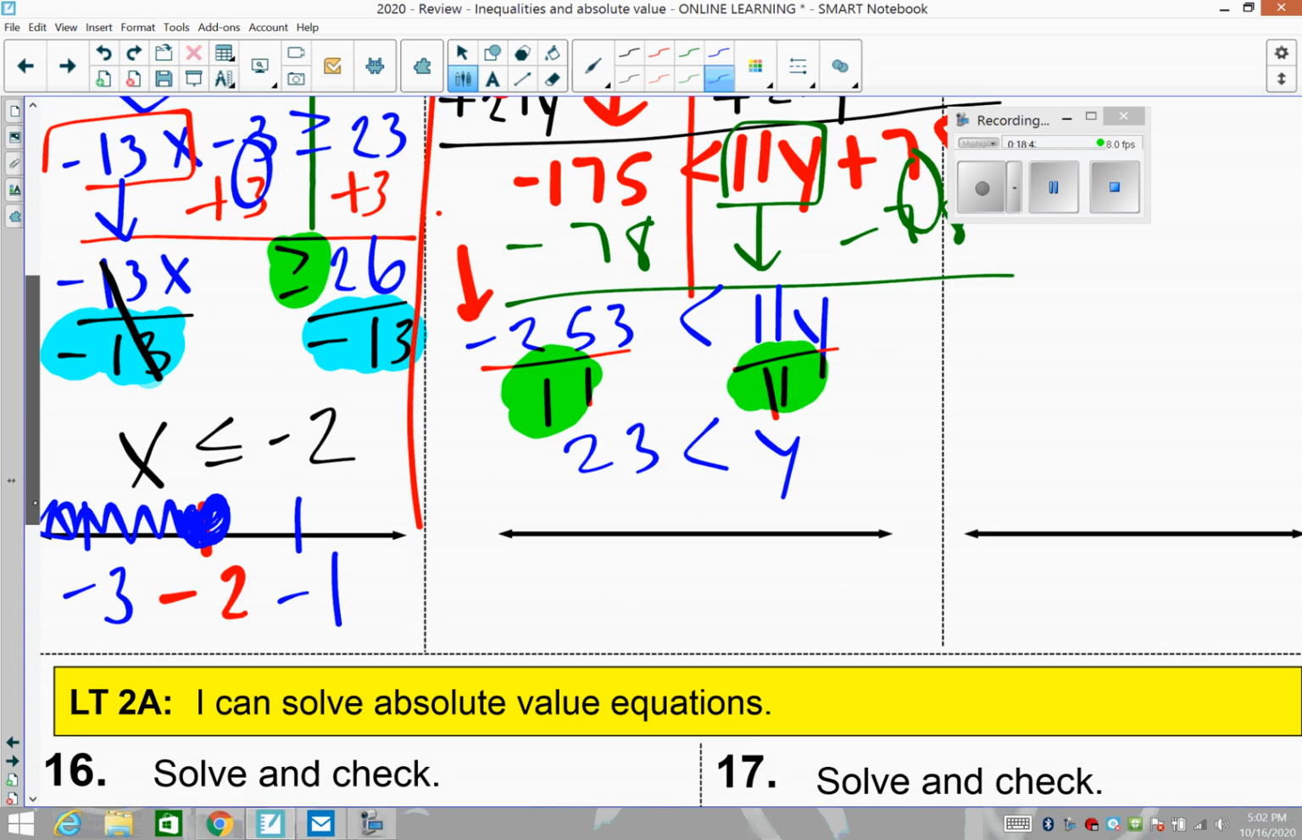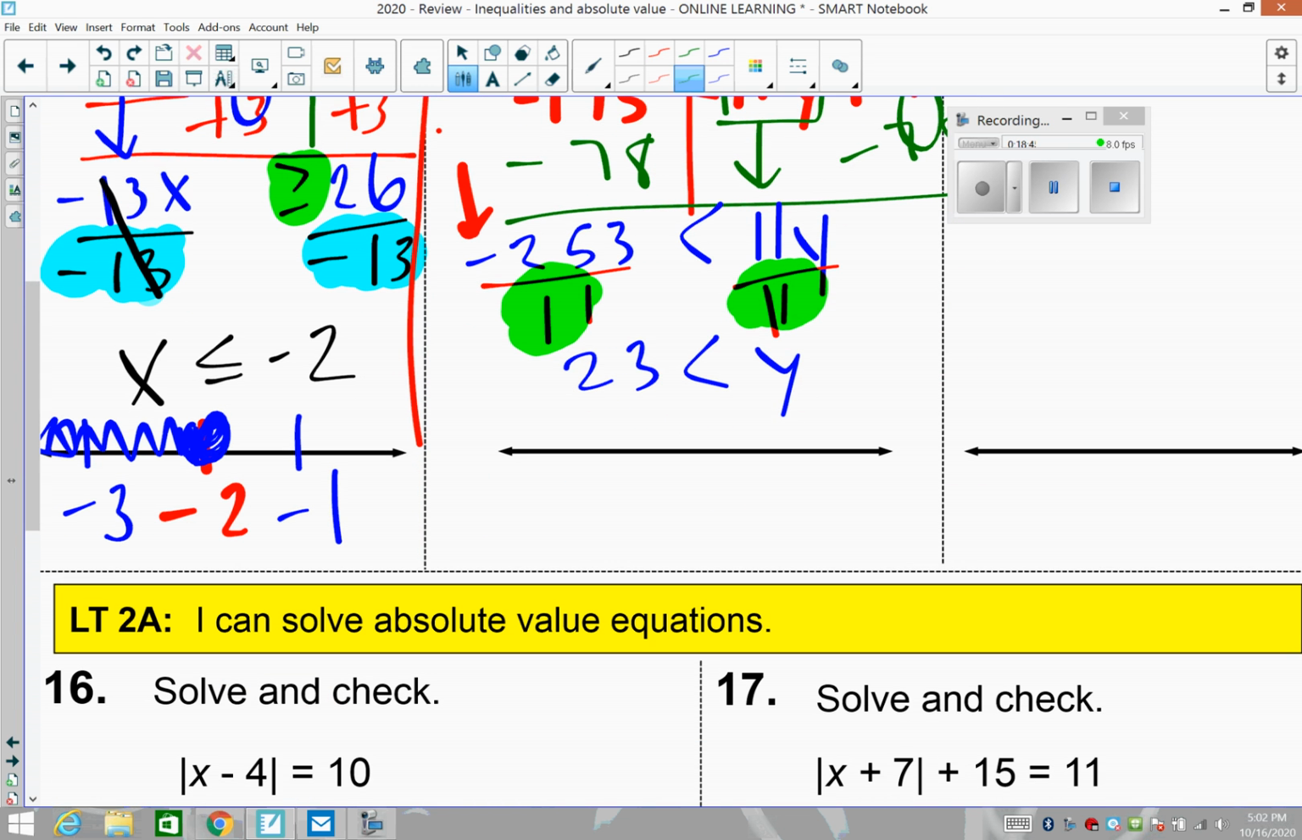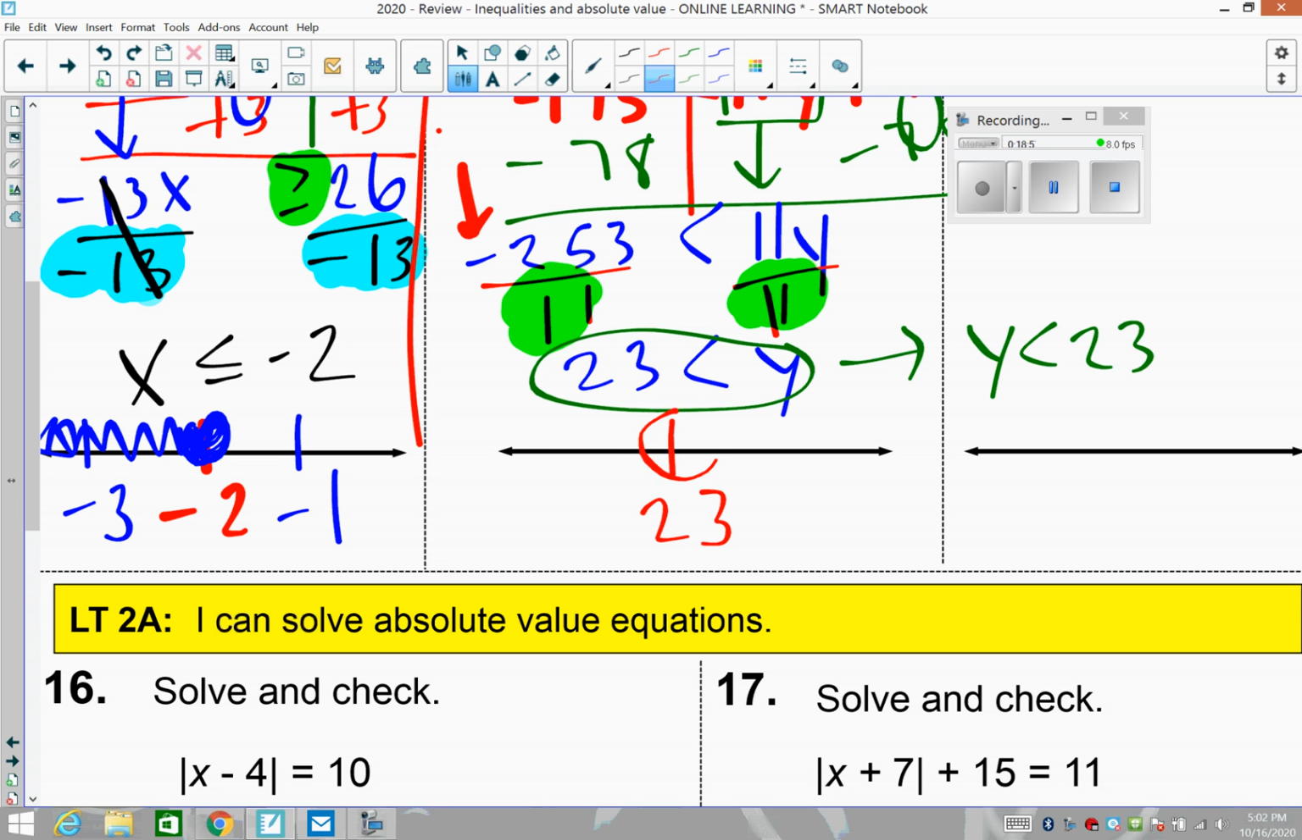Now that makes me uncomfortable when I graph, so I'm somebody that likes to flip the entire quantity around and get the variable on the left. So that would be y is less than 23. That's kind of something in my comfort zone. So here's 23. We have an open circle at 23, and we're talking about all the values that are less than 23. So we are going to shade to the left. Boom. To the left.